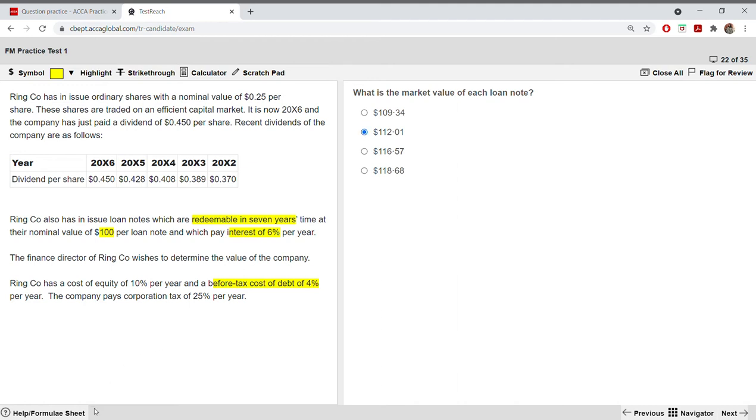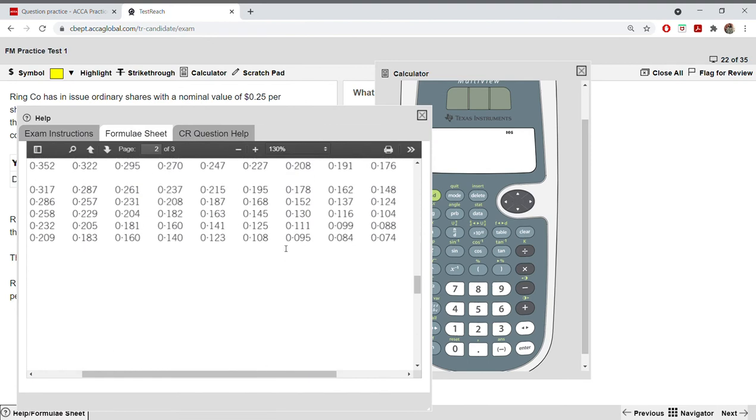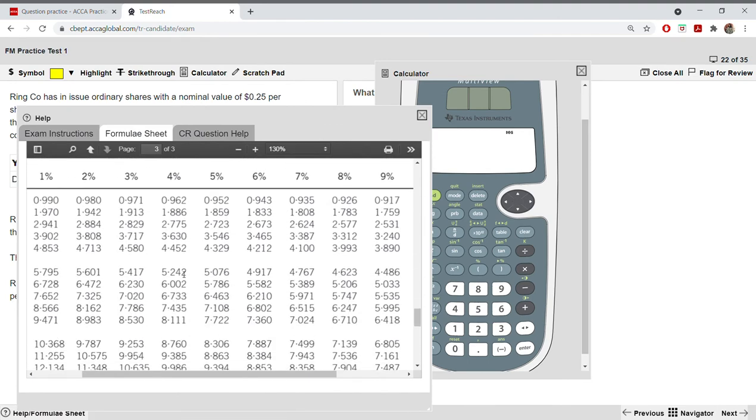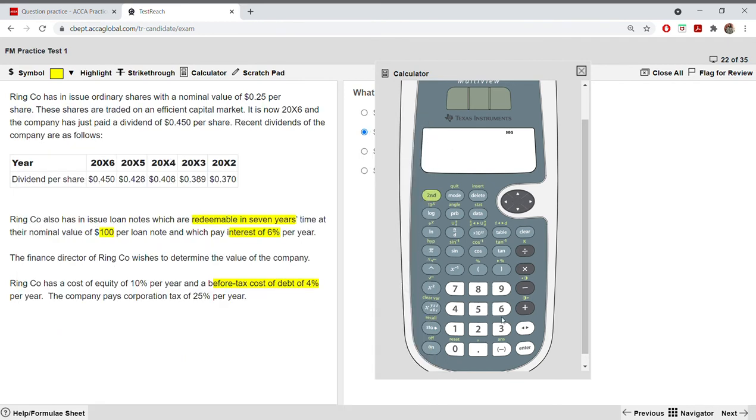Now, it's much easier if you know how to use the annuity table, because this is 7 years. So what you have to do? Simply go to the annuity table, go under 4% and go to the seventh year. Okay, it is 6.002. So 6.002 annuity factor in the seventh year, multiply by what? You have to multiply the annuity factor by the interest, not the principal amount. The interest is 6. Okay. Plus amount of loan is 100. That is your principal amount.